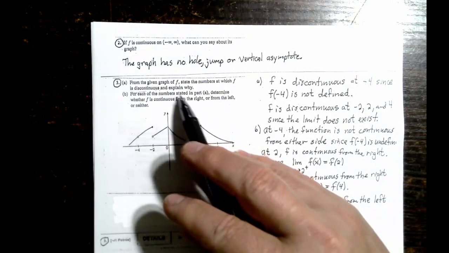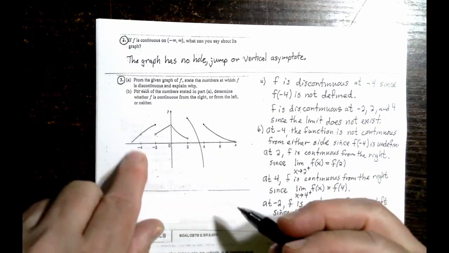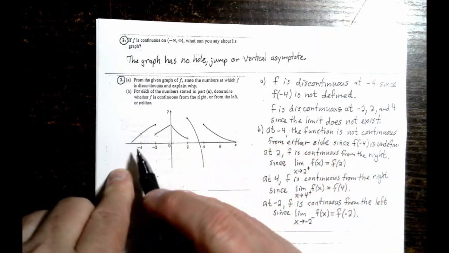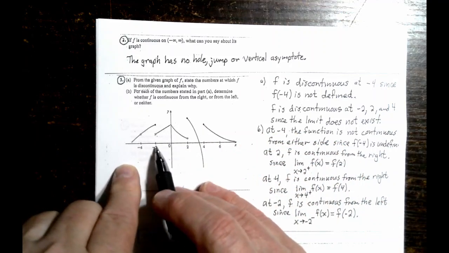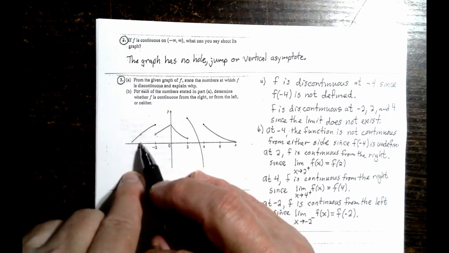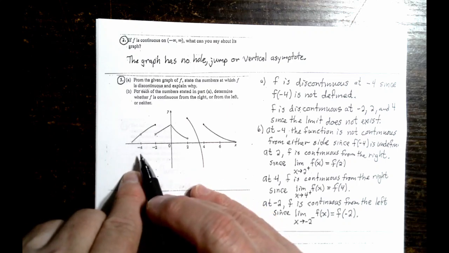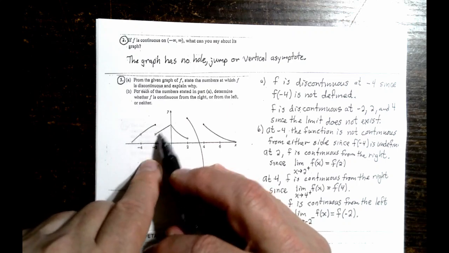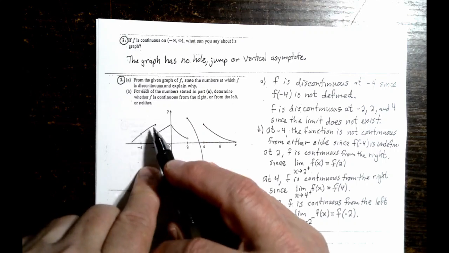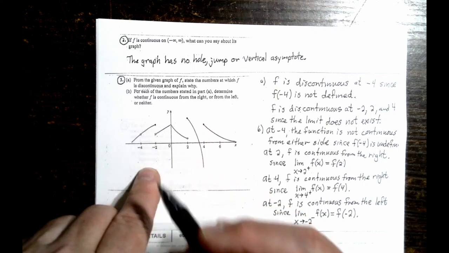Question 3. From the given graph of f, state the numbers at which f is discontinuous and explain why. Well, anywhere where you have to lift up your pencil or pen, it's discontinuous, so you get discontinuity at -4, -2, +2, and +4. So it's discontinuous at -4 because it's not defined at -4. It's discontinuous at -2 because the left and right hand limits do not agree. But you can also say that it has continuity from the left.